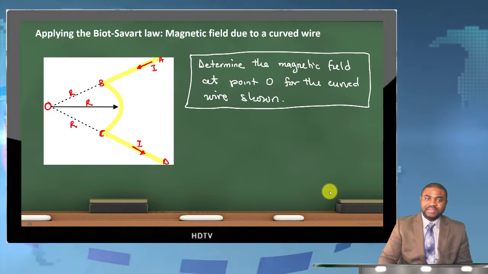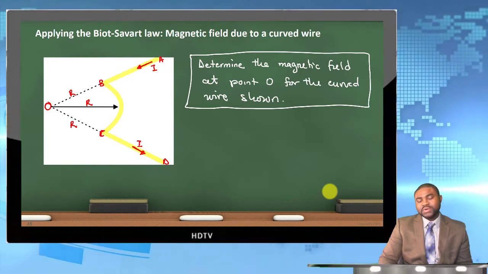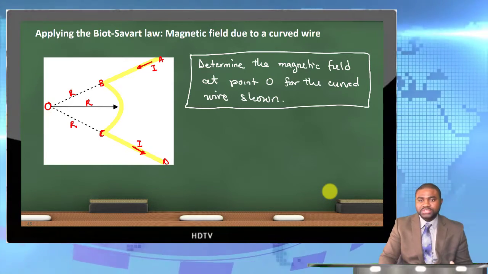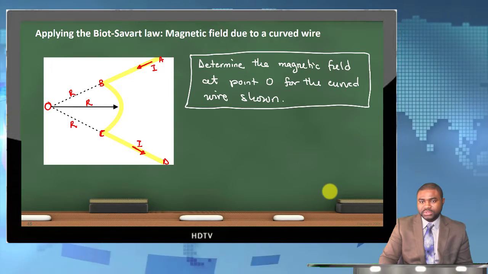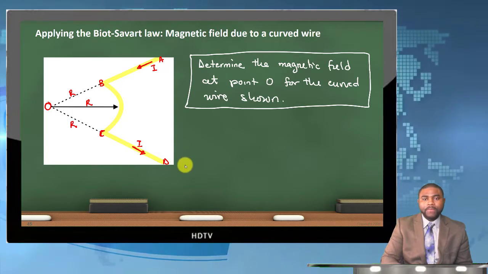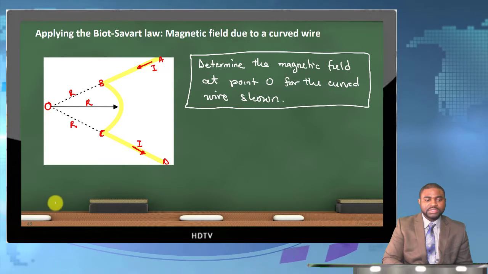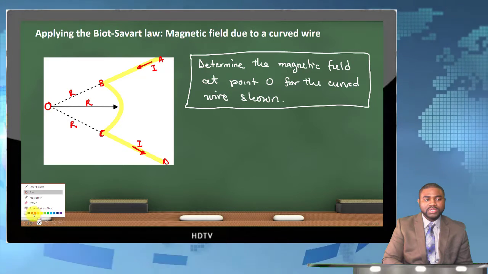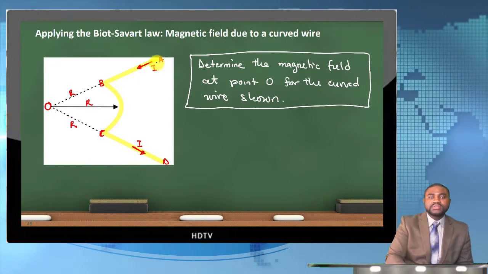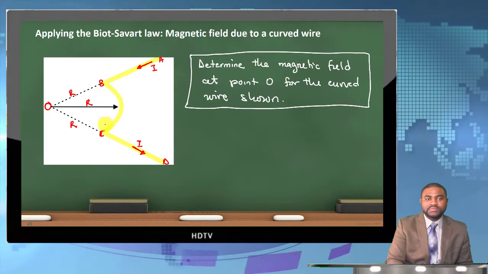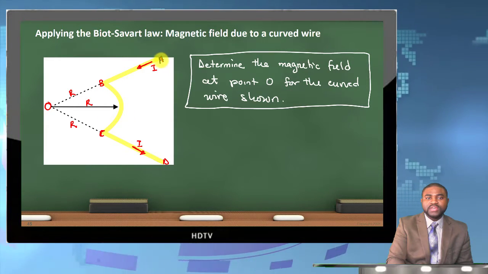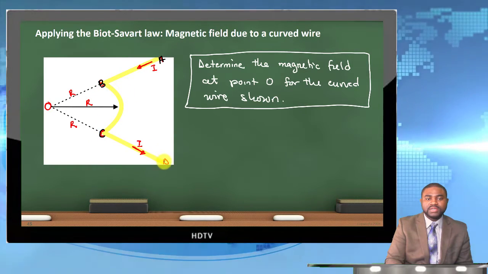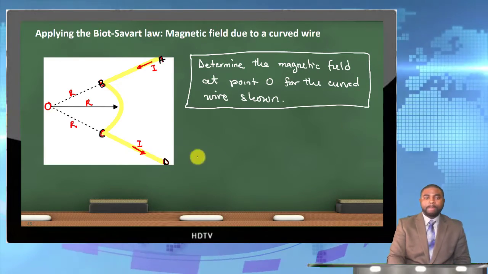Hello everybody. In this example, we want to calculate the magnetic field due to a curved wire. The question says that we should determine the magnetic field at point O for the curved wire shown. Whenever you're given a complex problem such as the one on the board, the very first thing you need to do is to divide the wire into its various segments. In this case, you have segment AB, BC, and CD.